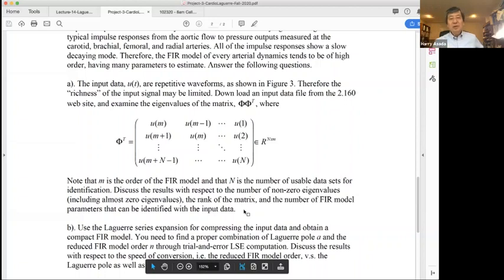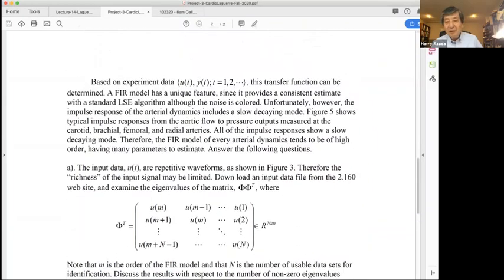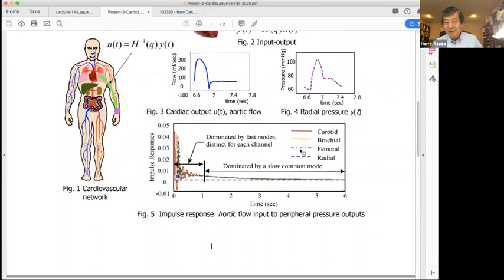The data is stored in the Canvas course locker, and if you download that one, it shows an interesting phenomenon. It does include some of the slowly decaying one. So if you naively just use the FIR model, you get bad results. It doesn't converge. You need 40, 50 terms in that.